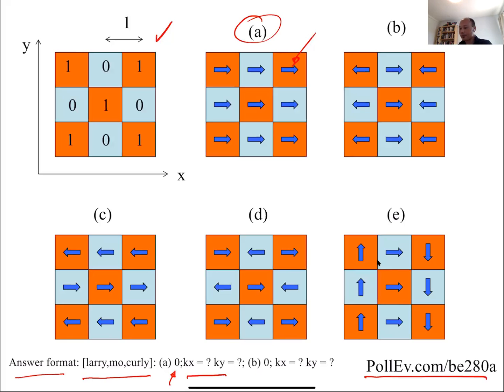So in A, you notice all the spins are pointing in the same direction, right? So what would Kx equal here? We would have Kx equals 0 and Ky equals 0. And the vector sum would be 1, 2, 3, 4, 5, so it would just be 5.